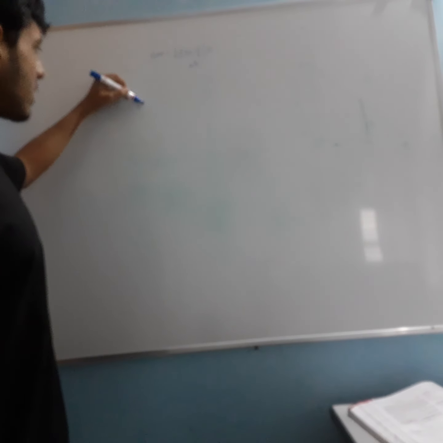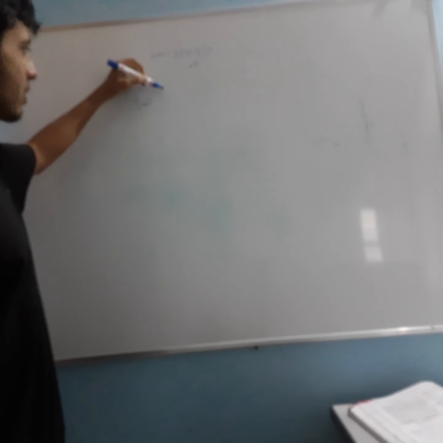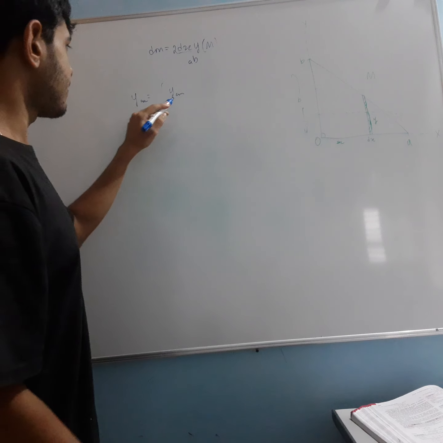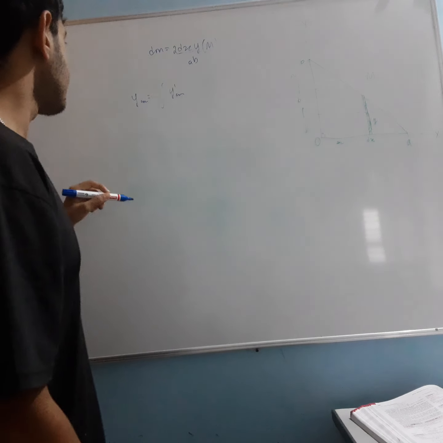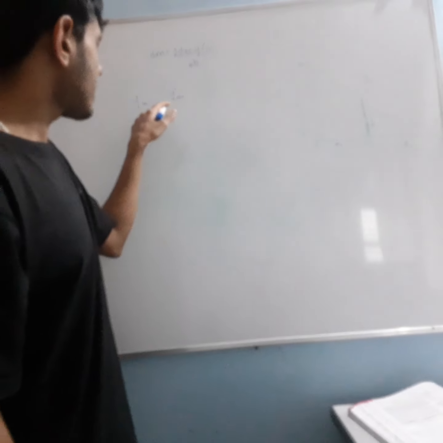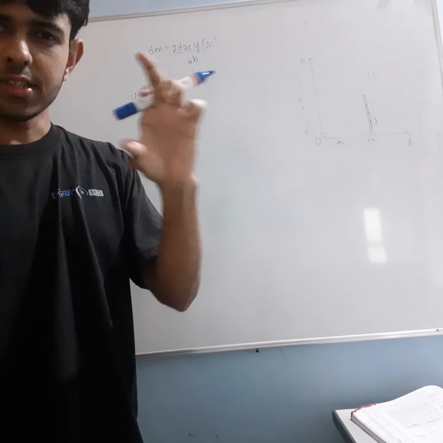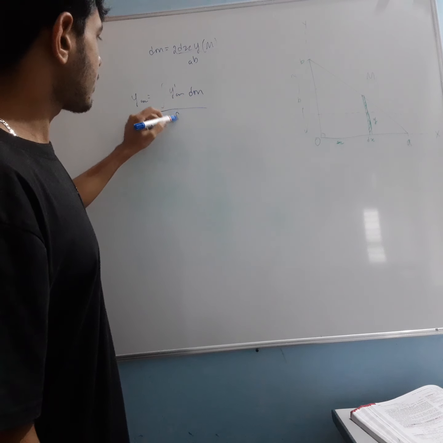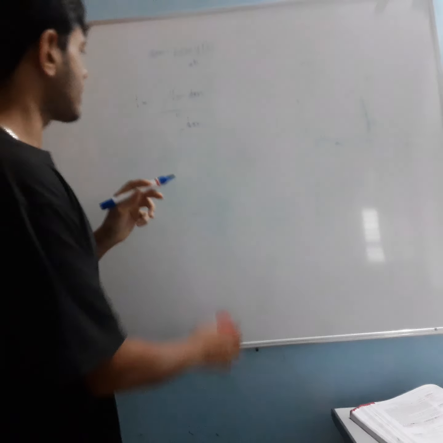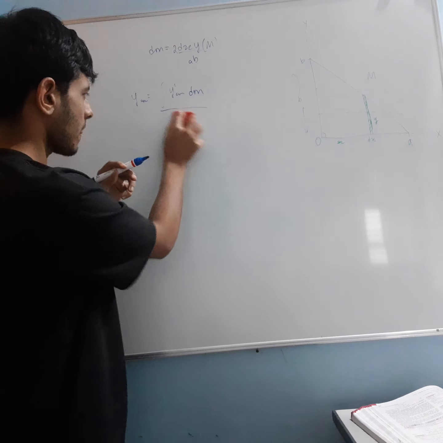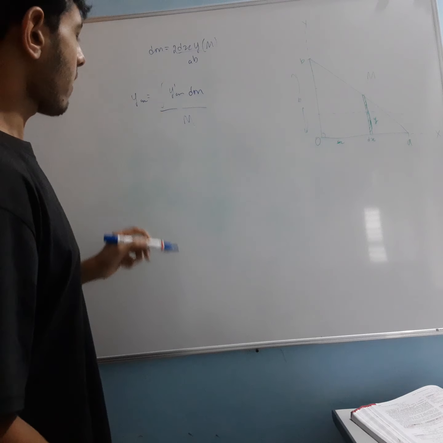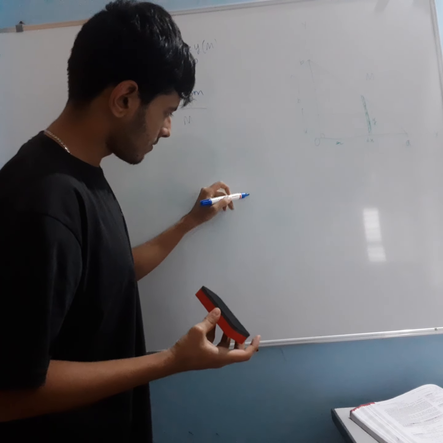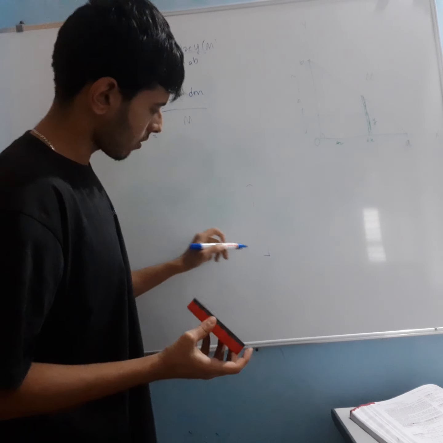So the y center of mass can be given by the integration of y prime cm times dm, divided by the integration of dm, where y prime cm is the center of mass of the elementary particle that we've chosen. And we know the integration of dm is just M. So for a rectangle, let's say this is a rectangle, right?